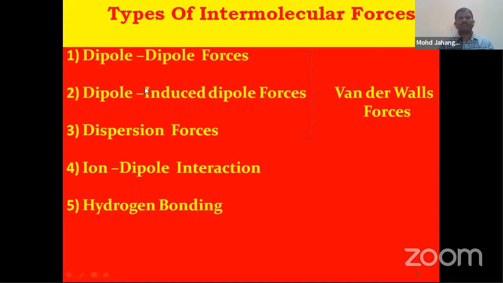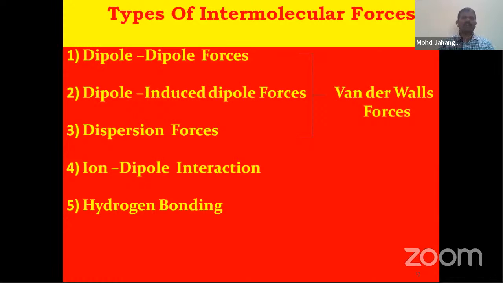Under the types of intermolecular forces, the first one is dipole-dipole forces, the second is dipole-induced dipole forces, the third is dispersion forces, the fourth is ion-dipole interactions, and the fifth is hydrogen bonding. Among these five types, the first three forces are known as van der Waals forces. Van der Waals forces are the weakest molecular forces of attraction in between the molecules.